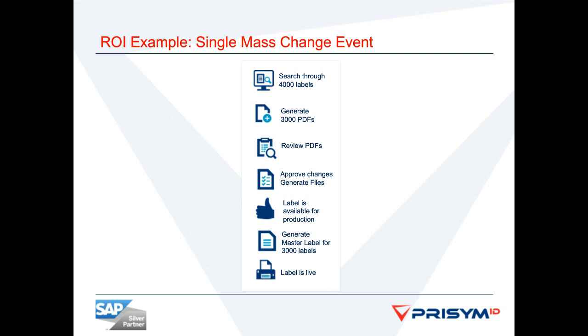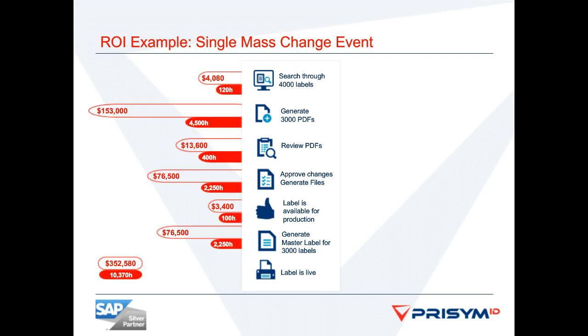What they wanted to know was how much of a benefit it would be were they to use a Prism ID data-driven approach to managing this kind of change. So what they did first was they said, okay, let's look at what we do today. How do we actually implement a single change?